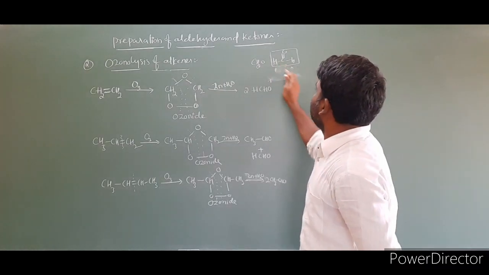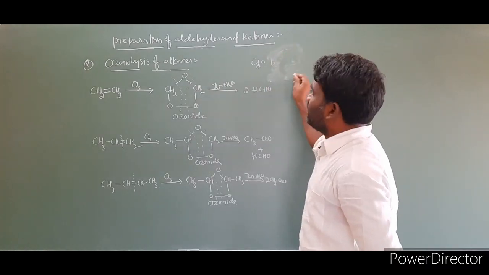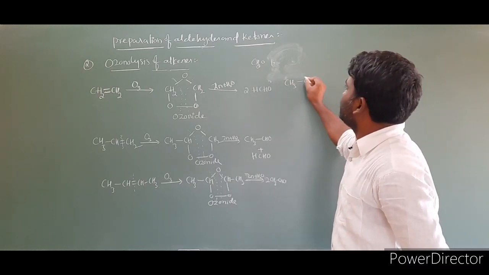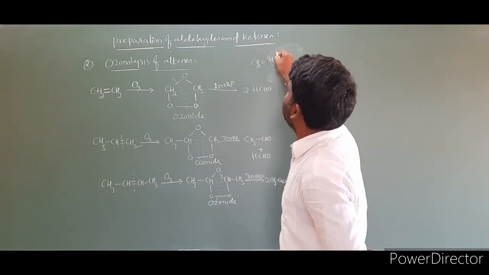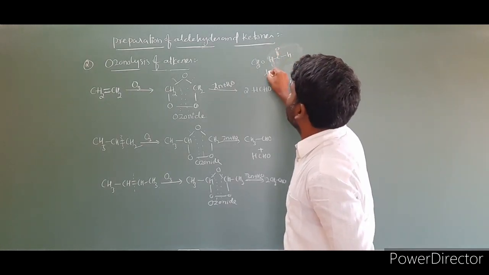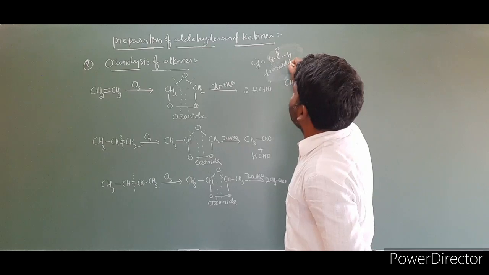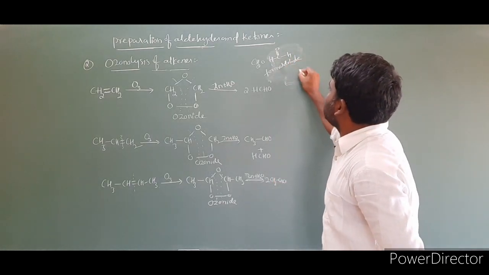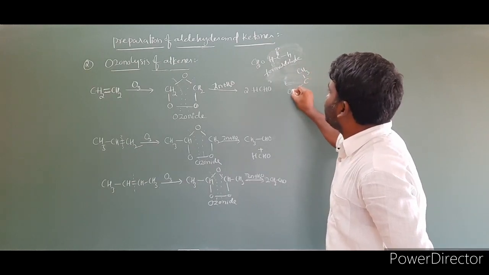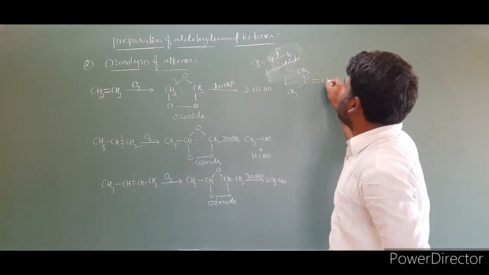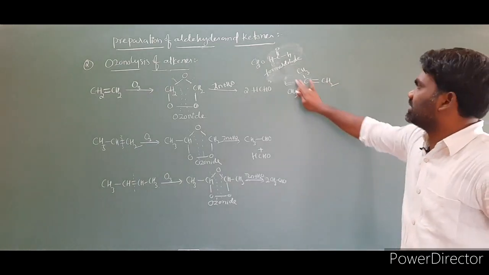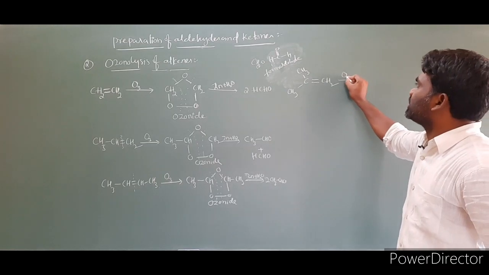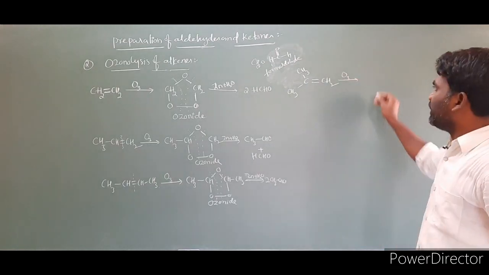Here I am taking the formaldehyde, H-C=O-H. Then I am taking CH3 with a double bond to CH2. This is the molecule I took. Listen, from this molecule you get a ketone. So first we do ozonolysis, the reaction with O3. Then what is the product?